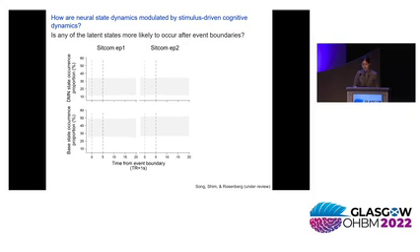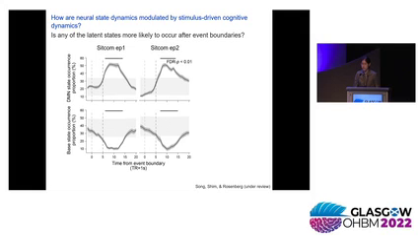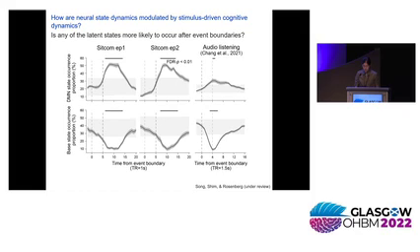We asked if any of the latent states was more likely to occur after event boundaries. The figure here shows the occurrence proportion of the DMN state and the base state time aligned to narrative event boundaries. The gray areas here indicate the null distribution, and this is the actual proportion of the DMN state after event boundaries. You can see that the DMN state increased after event boundaries, whereas the base state decreased its occurrence, compensating for the increase in the DMN state. This result was replicated when we applied the model to the external dataset.